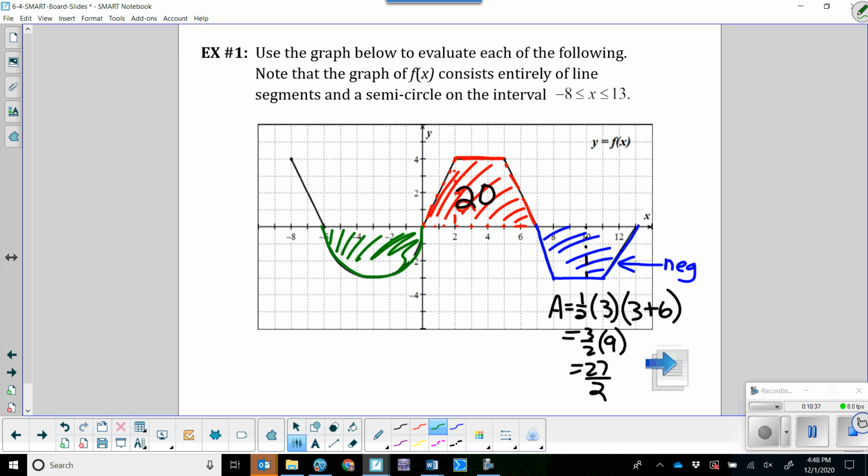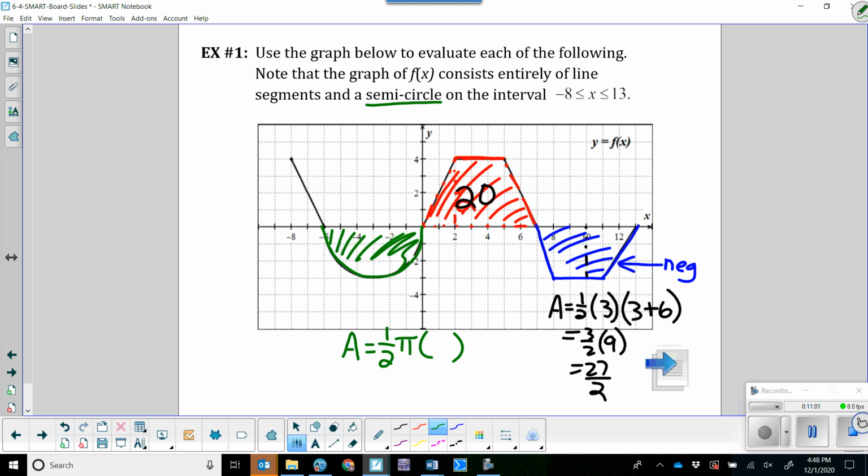Well, they told us that we have all line segments and a semicircle. Now, we need to find the area of that semicircle. So, of course, the area of a circle is pi r squared. It's a semicircle, so we simply need 1/2 pi r squared.